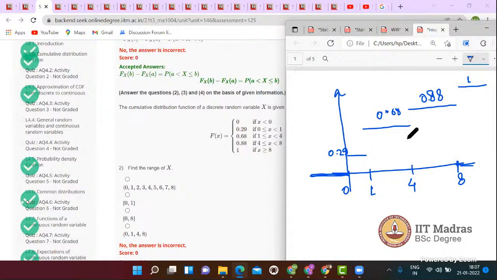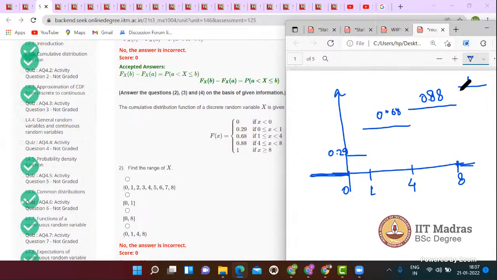But if you see the probability, what you were saying, the probability of 8. Here my question is, if it is a cumulative distribution function, then for 4 it needs to be x less than or equal to 4.